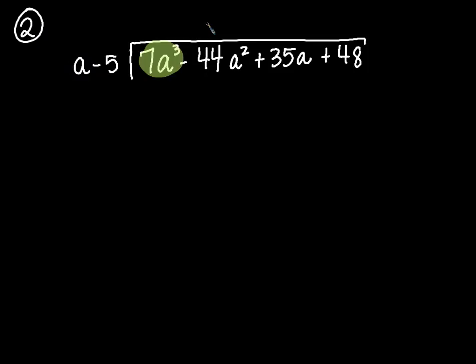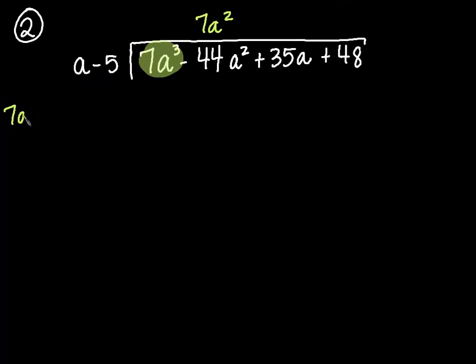And that would be 7a squared. And I don't write it over the cubed term, I write it over the squared term because it's basically similar to place value. We want to keep the same power above the same power. So now I'm going to multiply 7a squared times a minus 5.